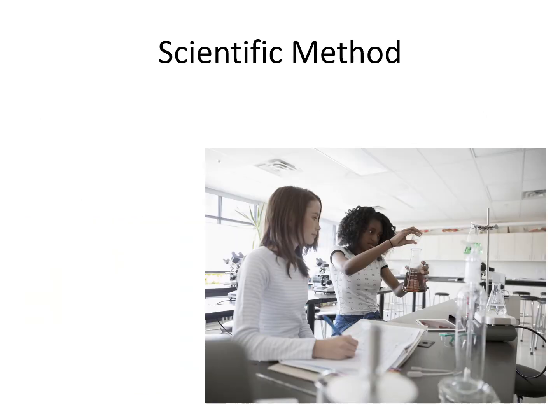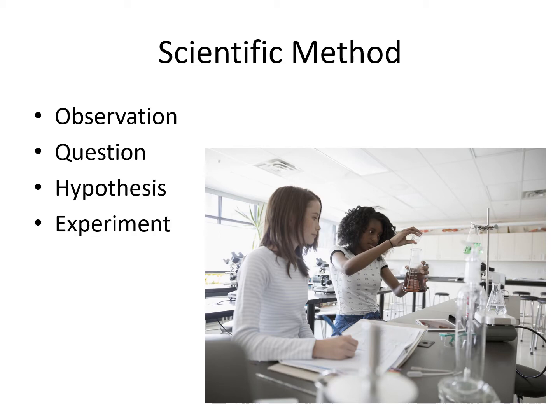The scientific method is the process by which we determine scientific information about the natural world. And the scientific method has 5 different stages. The first is observation, then question, then hypothesis, experiment, and finally conclusion.